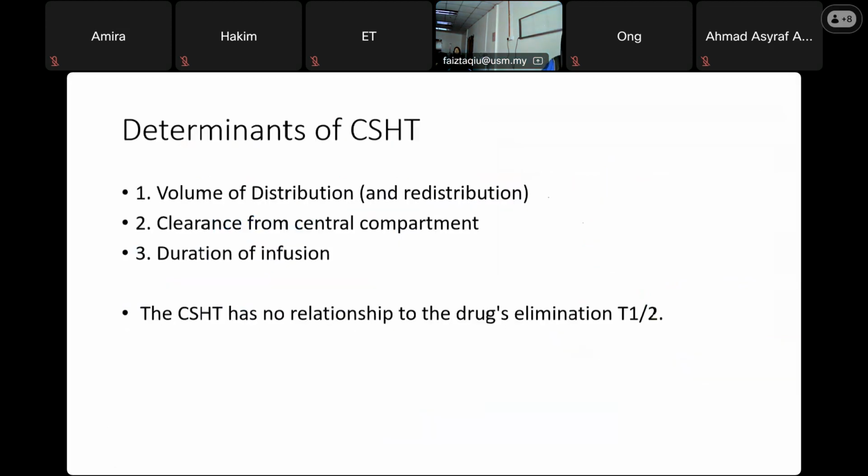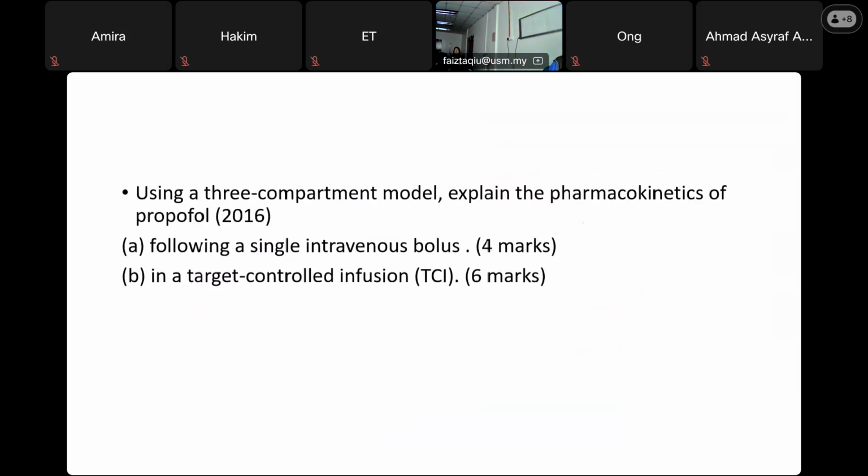So for the determinants of the context sensitive half-time, I already said that, right? Okay, clearance ratio. So that's all. Okay, so this we answer later on.